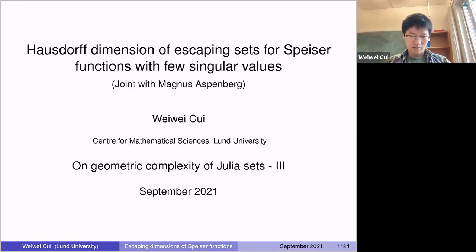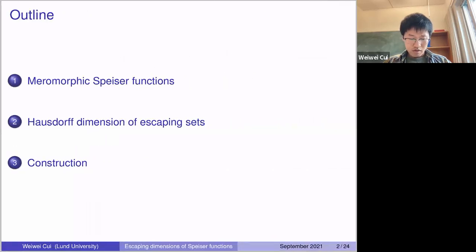Today I'm going to talk about joint work with Magnus Aspenberg from Lund University. It's about the Hausdorff dimension of escaping sets for functions in a Speiser class with relatively few singular values. I will first talk about meromorphic Speiser functions, and also the Hausdorff dimension of escaping sets for functions in the Speiser class or in the Lund class. The main point is the construction of a Speiser function with a given Hausdorff dimension of the escaping set.